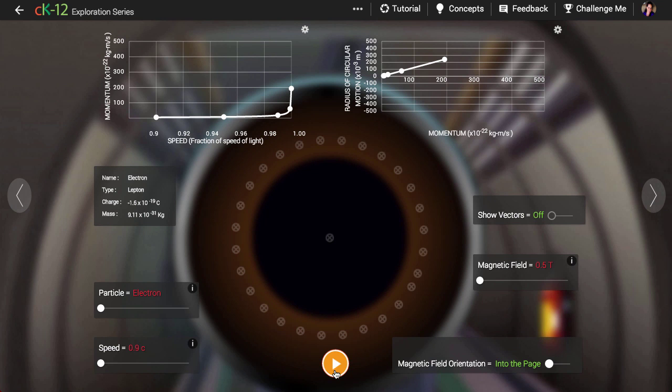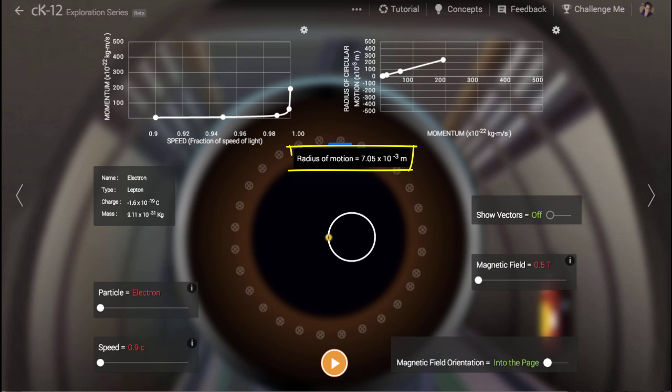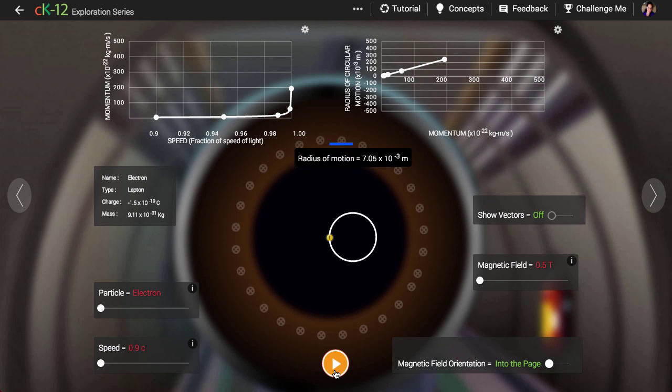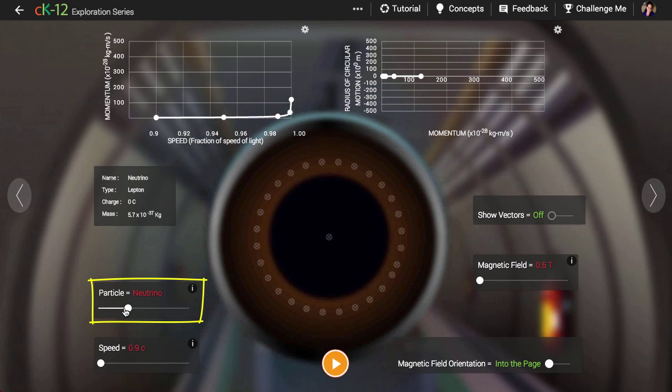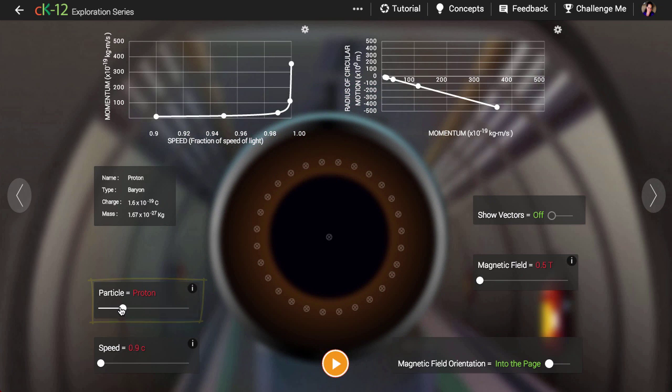Let's hit play and watch the path of an electron. The radius of the electron's motion is about 7 millimeters, not very big. Now let's change to a proton. Since it has an opposite and equal charge, it should circle in the other direction. But its circle should be much bigger because it has a lot higher mass than the electron. Let's check it out.